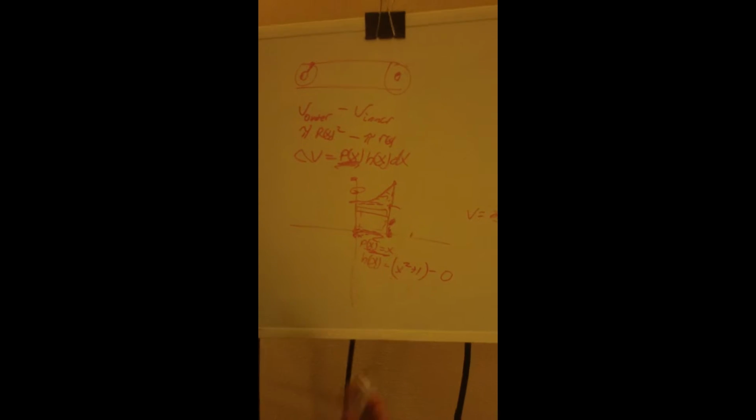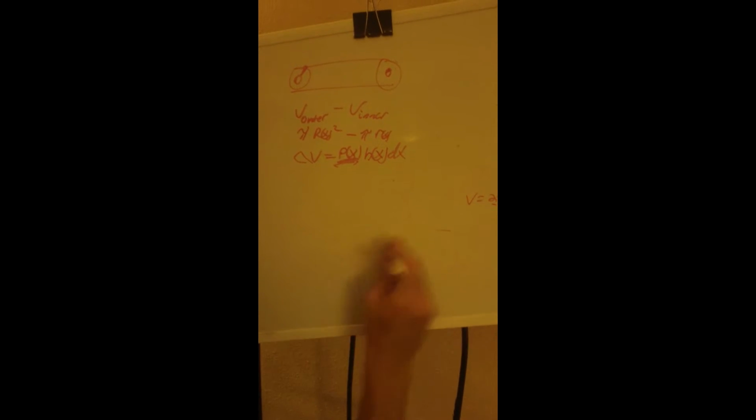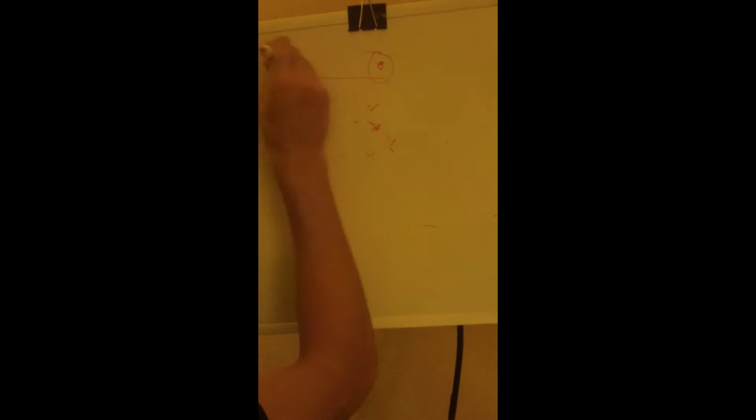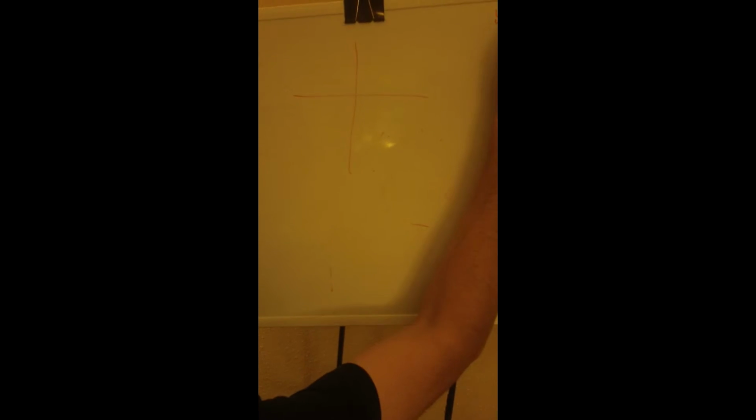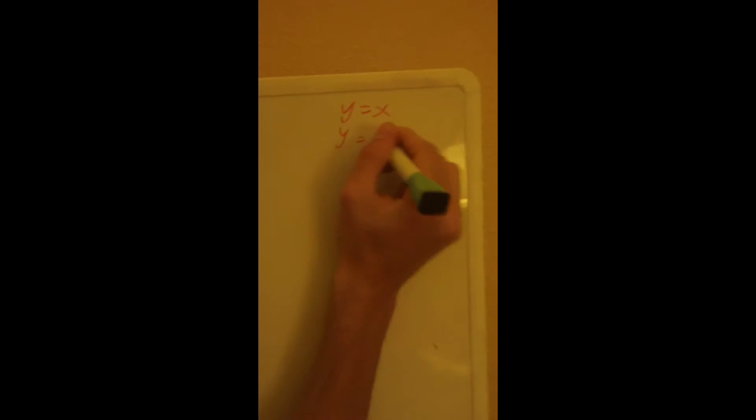Okay, so now let's do a problem. We'll do a problem real quick. Let's see here. So we'll have a graph, and we'll be using y equals x and y equals x squared.